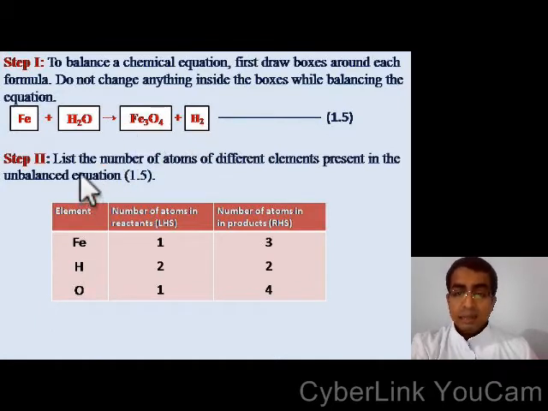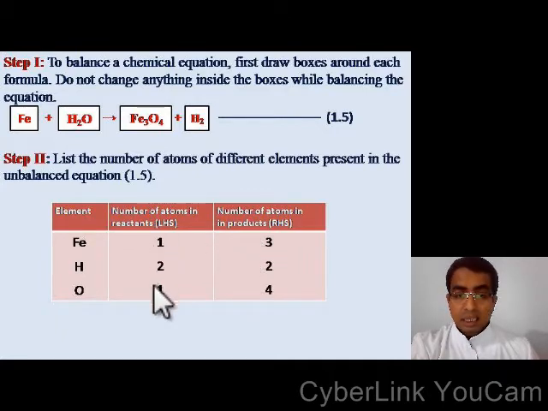The second step is to list the number of atoms of different elements present in the unbalanced equation: Fe, hydrogen, oxygen. Now the number of atoms on the left hand side of the arrow, the reactant side: Fe 1, hydrogen 2, oxygen 1. The right hand side of the arrow: iron, Fe 3 atoms, oxygen 4 atoms, hydrogen 2 atoms.